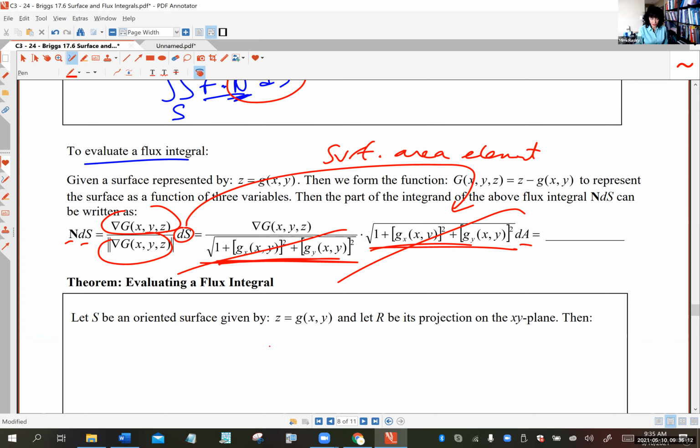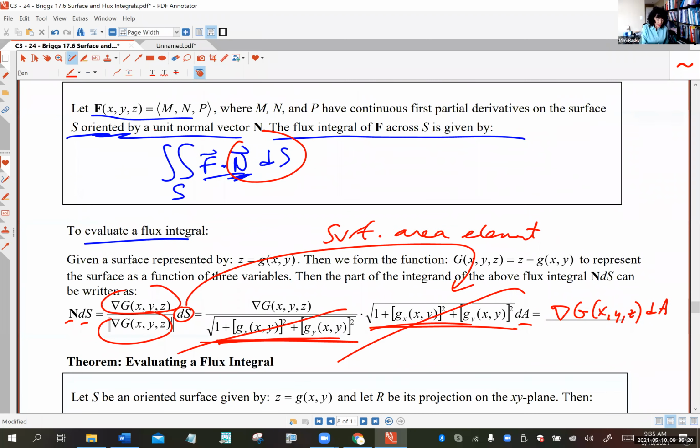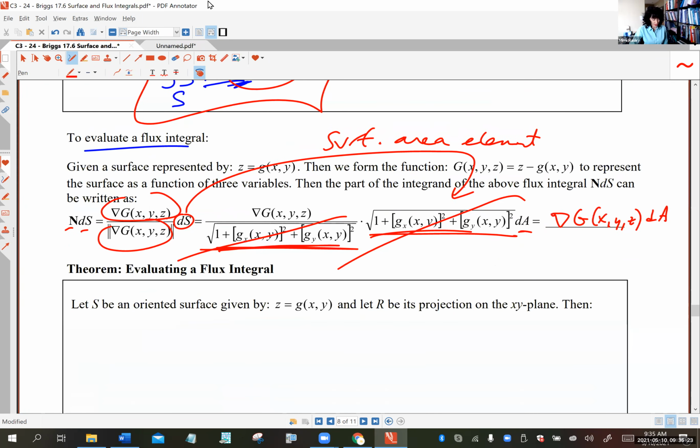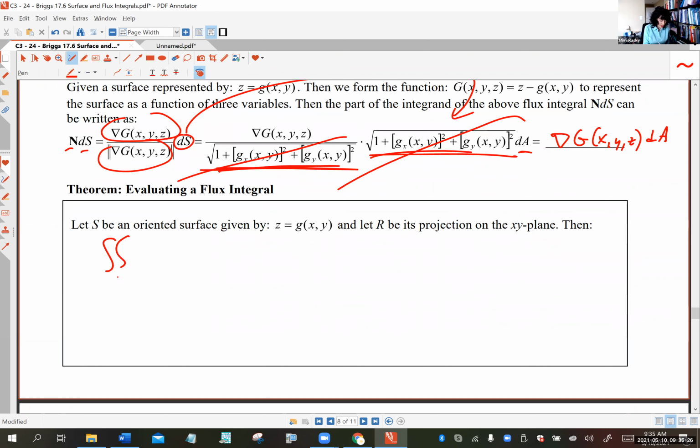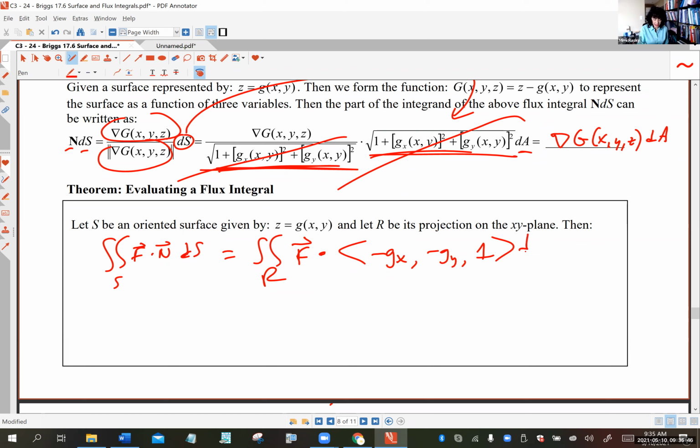So all that's left is your gradient and then the dA. So here's the theorem on how to evaluate one of these flux integrals. After the radicals cancel, you still have to worry about doing a dot product, but not with any radicals involved. So you turn it into a regular double integral over the region. And again, the region is the surface projected onto your XY plane. And you're going to take the dot product of the vector field with your gradient, dA. And this is if you're oriented upward, which you usually are. It's more common to orient up.